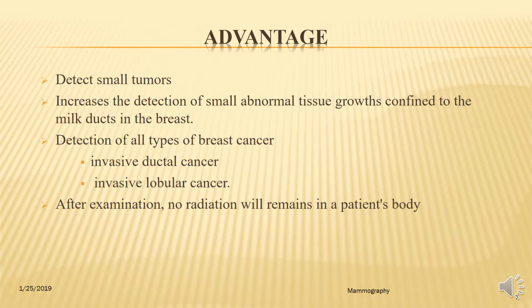The use of screening mammography increases the detection of small abnormal tissue growths confined to the milk ducts in the breast, called ductal carcinoma. These early tumors cannot harm patients if they are removed at this stage, and mammography is an excellent way to detect these tumors. It is also useful for detecting all types of breast cancers, including invasive ductal and invasive lobular cancers.